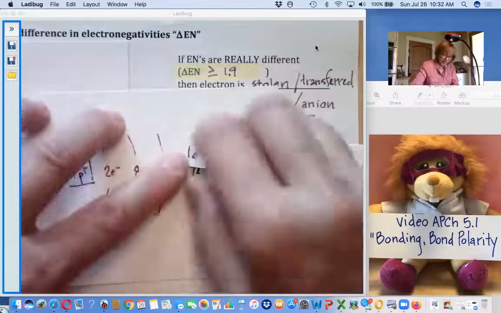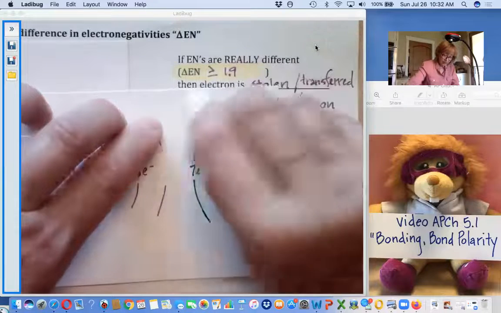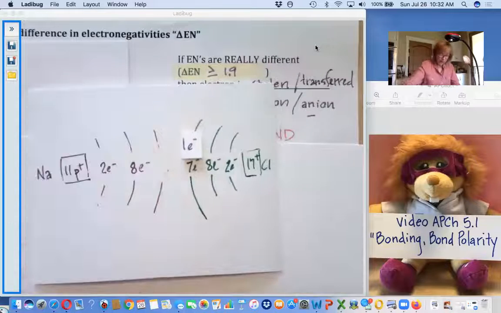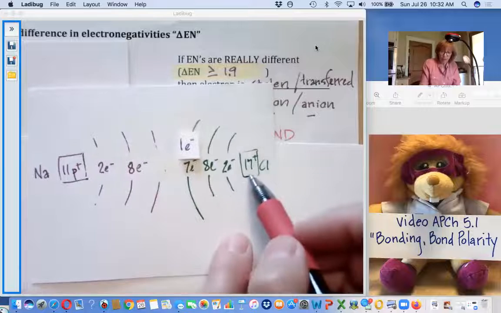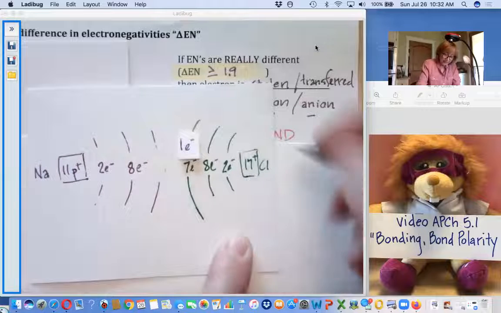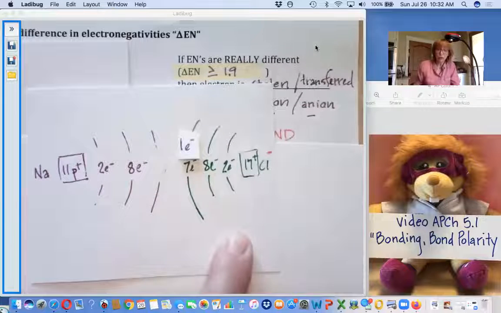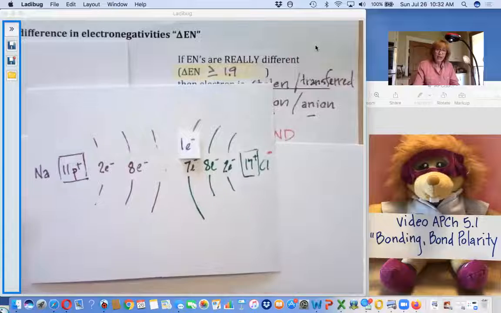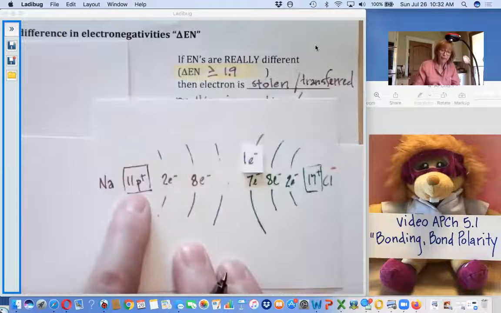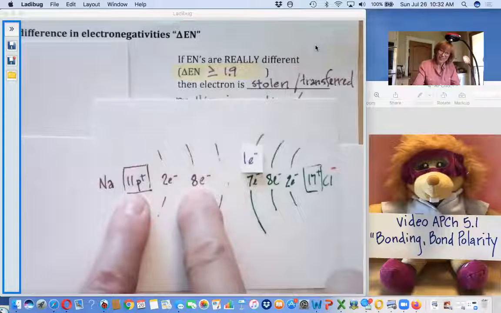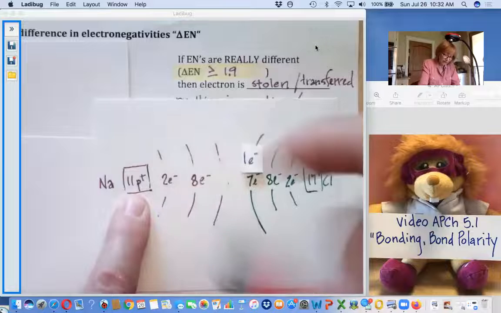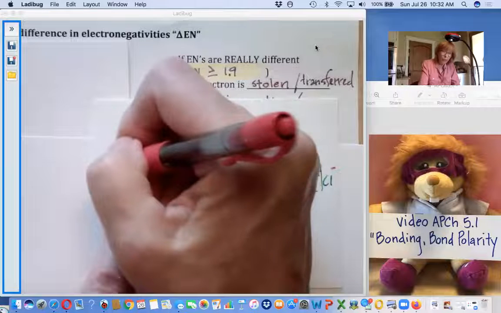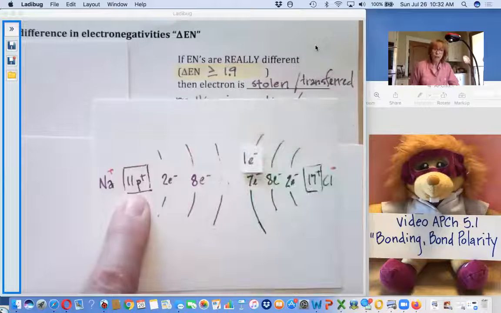So now I have, the pieces are not cooperating. So now I have 17 protons, but 18 electrons. So of course I've formed a chloride anion. And over here, sodium still has 11 protons, but now it's just down to 10 electrons. It has a surplus by 1 of 1 proton.